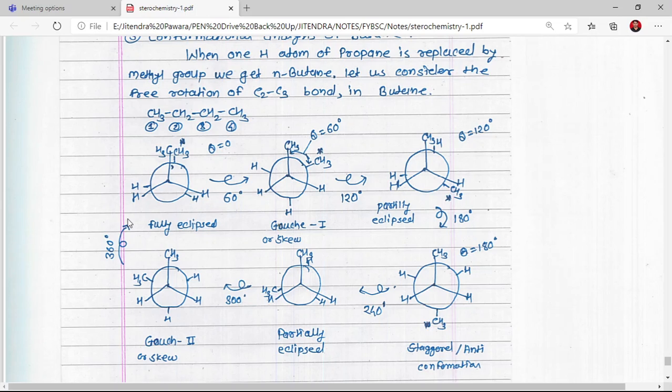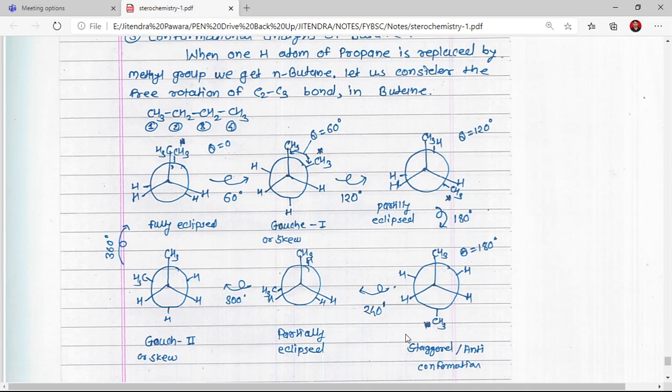Now, let's discuss the stability. Which one is most stable? Among the six conformations of butane, the staggered conformation is the most stable conformation.